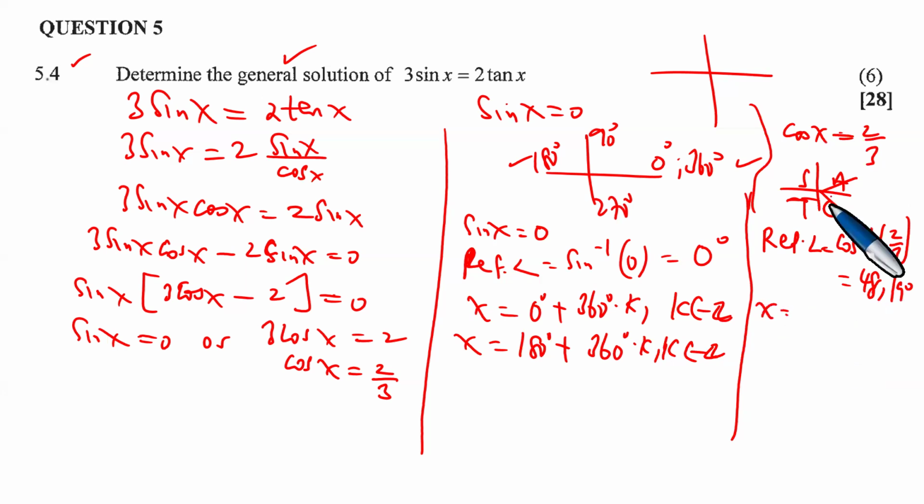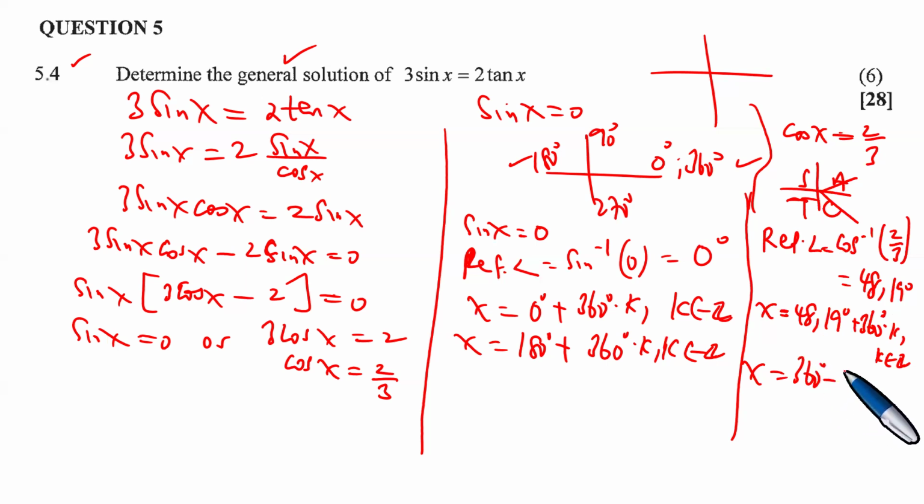Which means that in the first quadrant, x equals 48,19 degrees plus 360 degrees by k, k in Z. And x equals 360 degrees minus 48,19 degrees plus 360 degrees by k, k in Z. So 360 minus 48,19 is going to give us 311,81 degrees plus 360 degrees by k, k in Z.